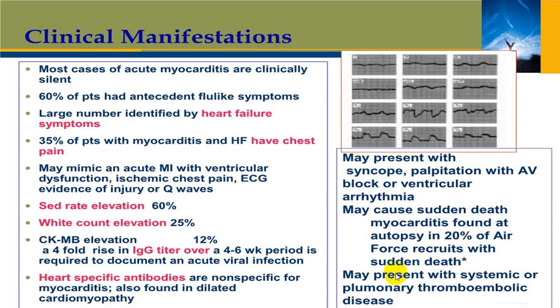And because of thrombus formation, you can have thromboembolism, particularly systemic or pulmonary. If it is in the RV, it is pulmonary; in the systemic, that is in LV involvement, you can have a systemic embolism.